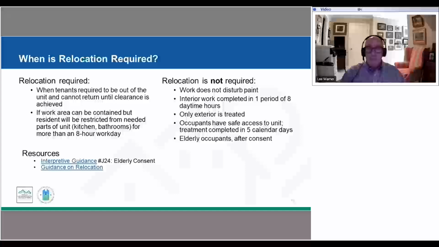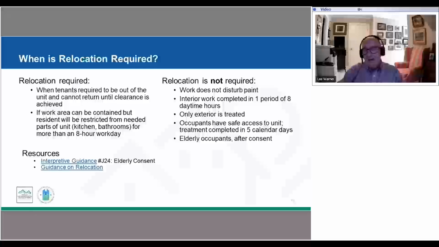We may have a project where we could do interior work in that 1 day, 8-hour period and be able to finish it, get clearance, allow them to reoccupy. We may have projects where it's all on the exterior and we can seal off so there's no cross-contamination from exterior to interior spaces and be allowed to leave them in place.